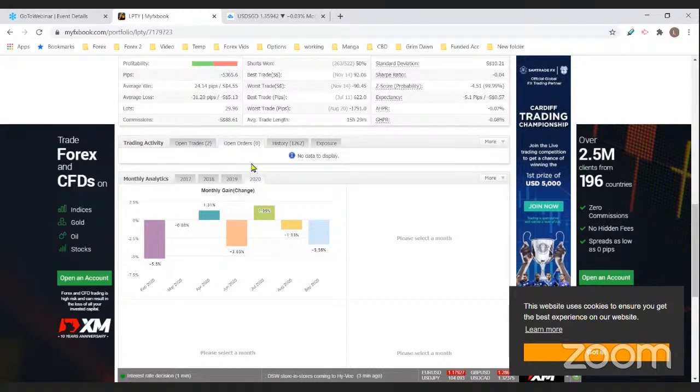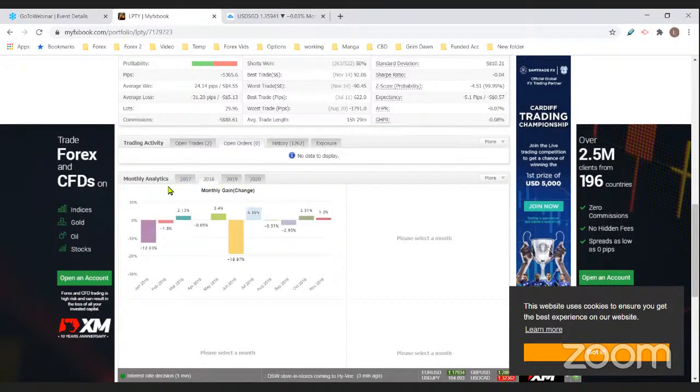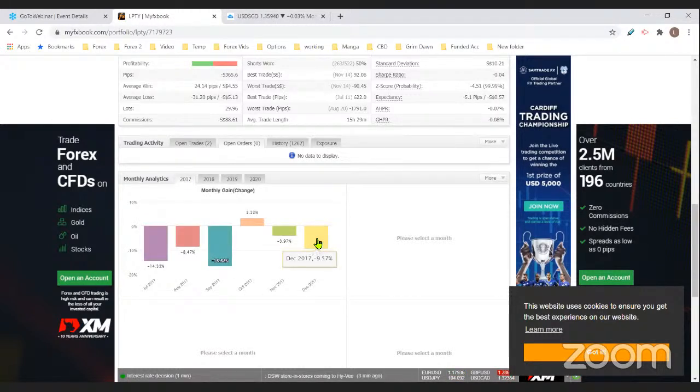You can see my monthly analytics for 2020, this is how it goes. 2019. For the monthly analytics, it goes all the way back to when you first opened your account. I opened mine back in 2017, when I first started to learn Forex. I already had a mindset that I'd be breaking rules left, right, center, so I deliberately opened a Sense account just for me to fool around.